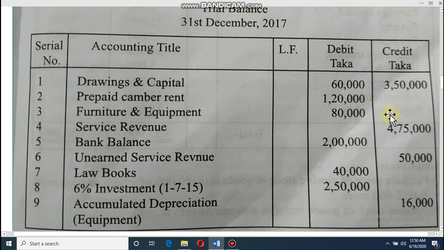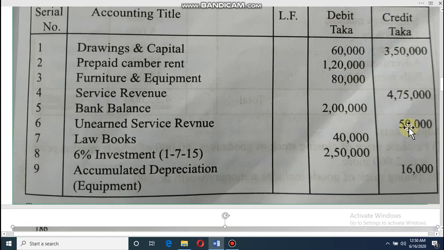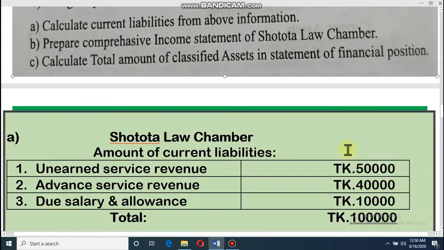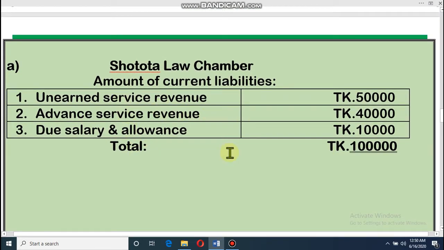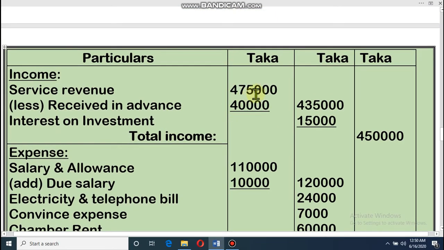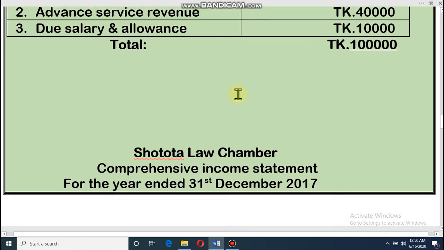Income will be on the credit side of the trial balance. This is owner's equity. Yes, this is your income. Service revenue 4,75,000, and this, as I told you earlier, is liability. So only one income we have, service revenue. It is 4,75,000. And dear student, now we'll look at the adjustment.